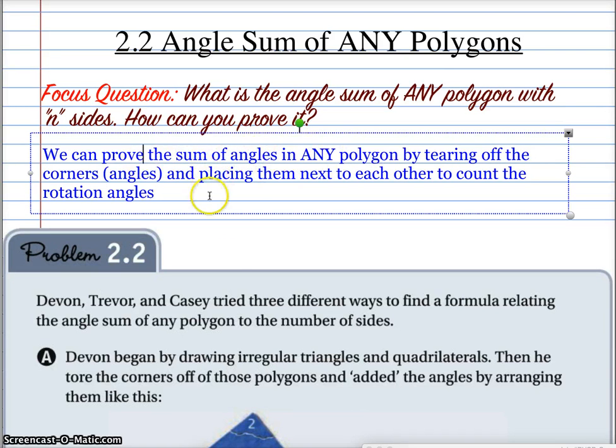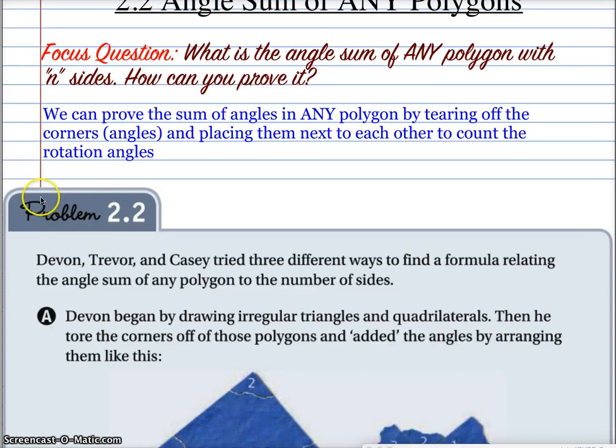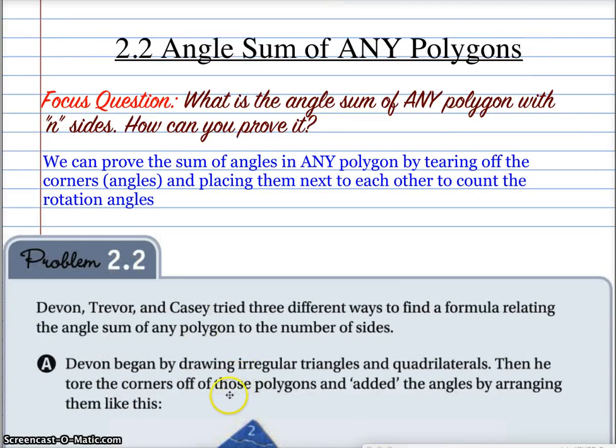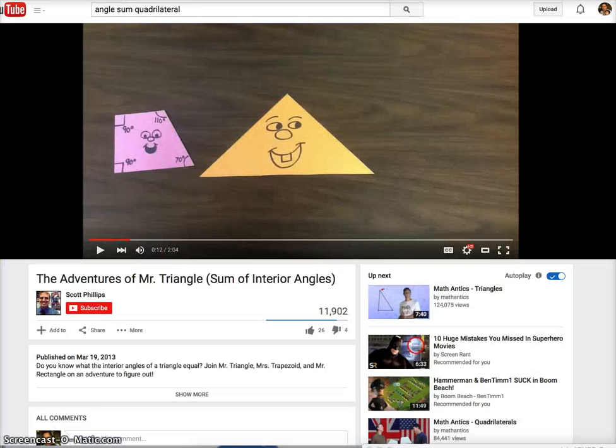That's better. Okay. Now, when we're tearing off angles of a polygon, I'm gonna let a video play from YouTube, and that way you know what I'm talking about, or record a video from YouTube. So this is a video from YouTube. It's called The Adventures of Mr. Triangle, sum of interior angles of a triangle. It's kind of entertaining. I loved it.